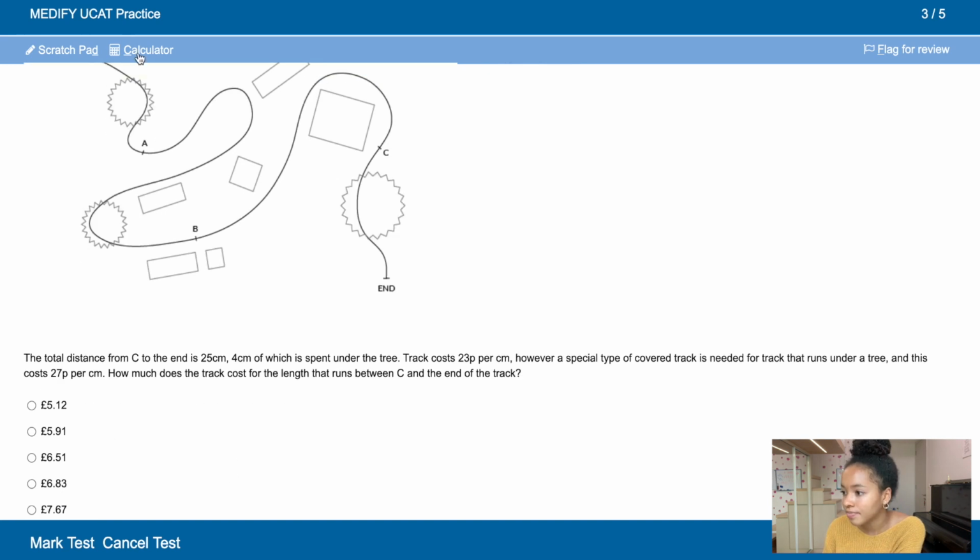So this again, if you visualize it correctly, you see that from C to the end, there's 25 centimeters, okay? And then there's 4 centimeters that are spent under the tree. This means that the tracks that are used, based on what they tell us here in the question, have to be 2 different types of tracks. All of the tracks that are not under the tree are kind of normal, regular tracks, and the tracks that are under the tree are maybe more specialized tracks, let's say, that cost 4 pence more than the regular tracks.